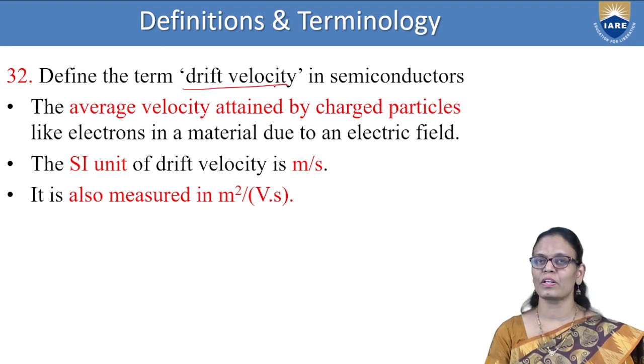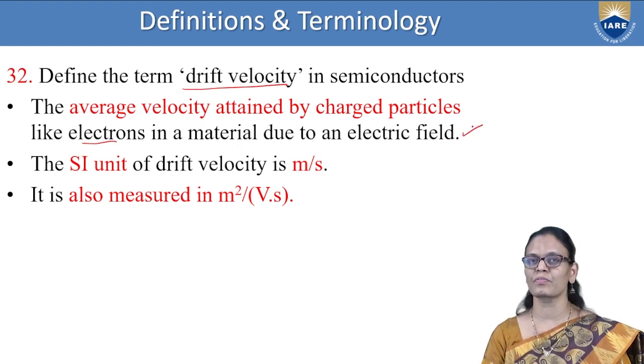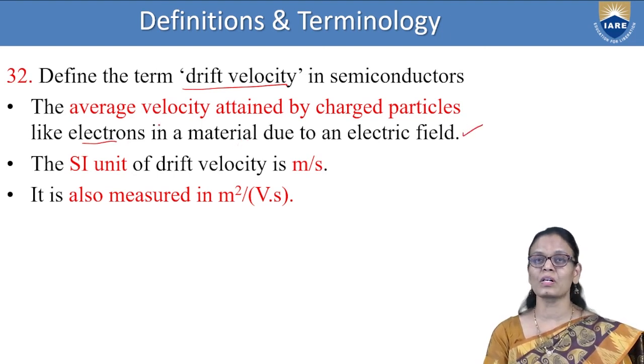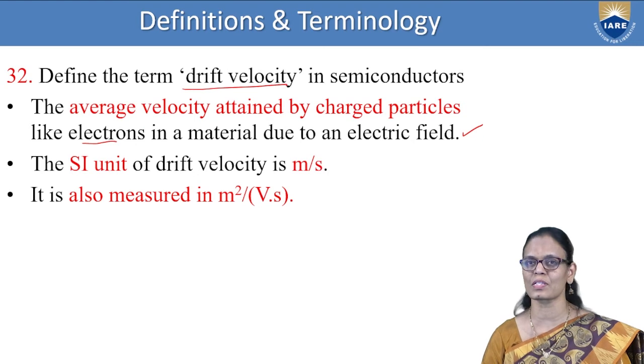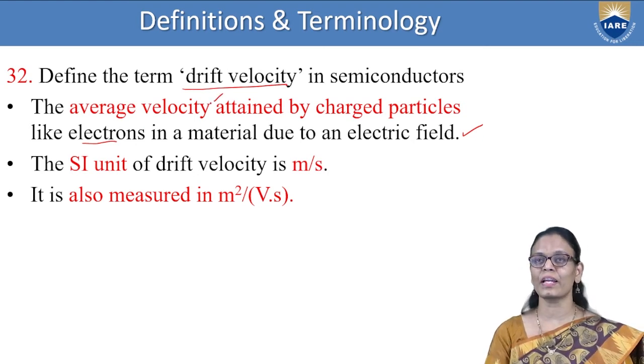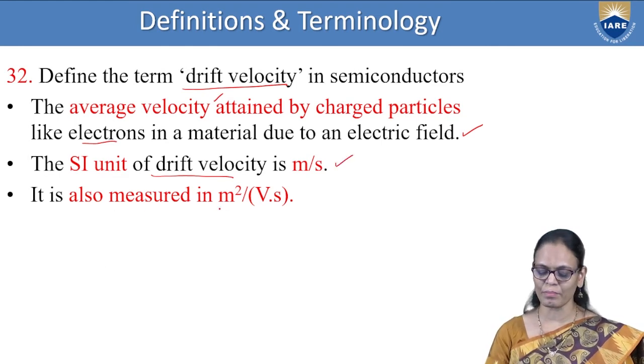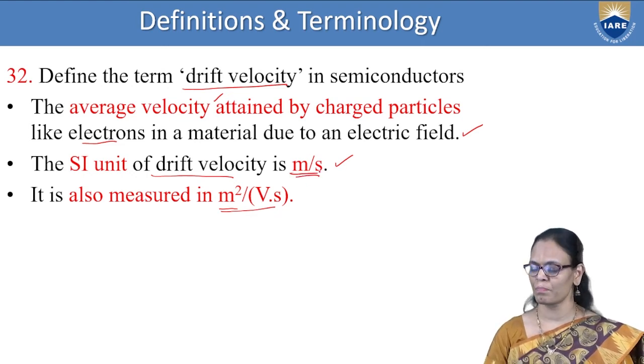Now define the term drift velocity. So how do we get the drift velocity? The average velocity attained by the charged particles like electrons in a material due to an electric field. Whatever velocities are obtained, you take the average of all of them, and that average velocity we call the drift velocity. The unit is the same as velocity, meter per second. It is also measured in meter square per volt second. Generally we denote it by meter per second.